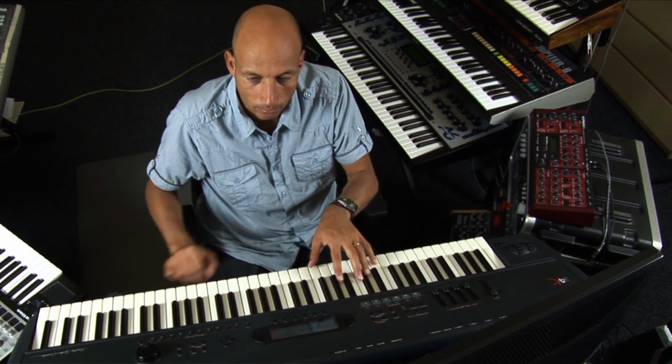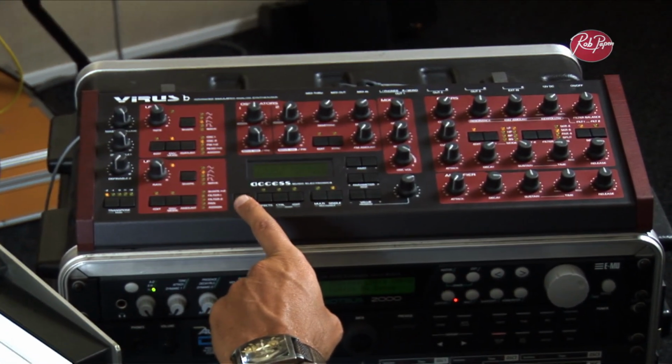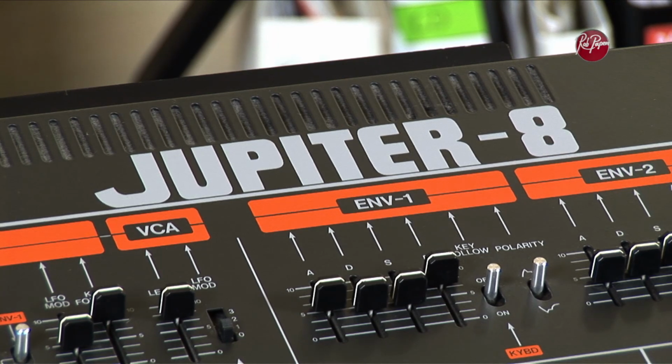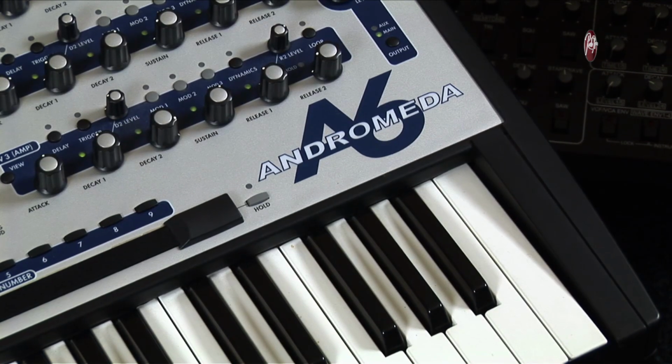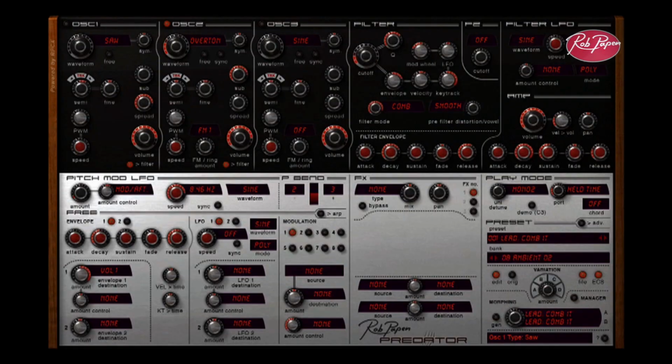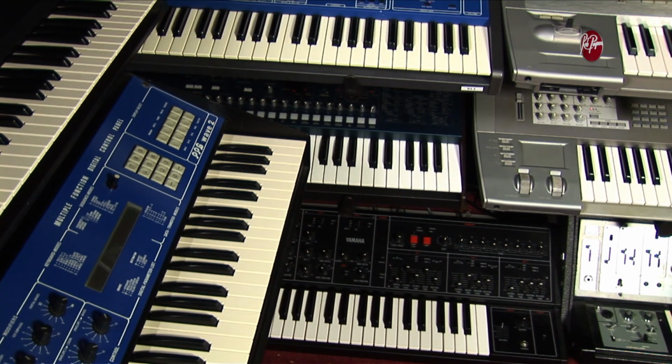Rob uses all kinds of synthesizers on these DVDs, both hardware and software. Classic synths like the Mini Moog and the Jupiter 8, but also the Andromeda, synthesizer.com System 22, Virus, Predator, and much more.